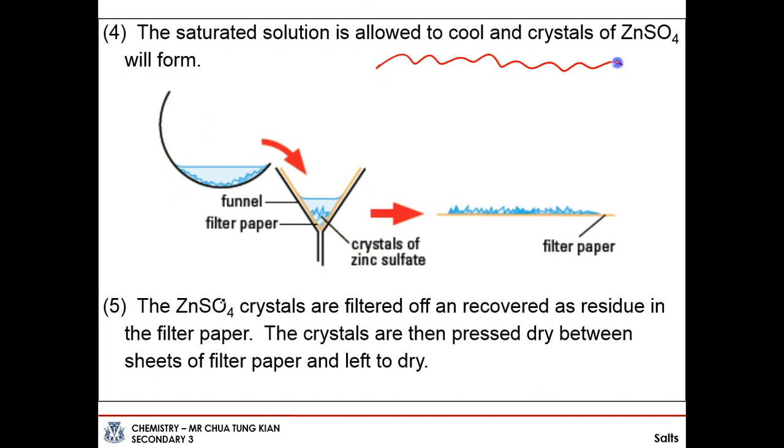And the crystals will gradually form. So once crystals are formed, very easy. How do we get a solid from a mixture, from a liquid? So now this is a solid and liquid mixture. To remove the solid, we simply filter. So once it is filtered off, we have the crystals on the filter paper.